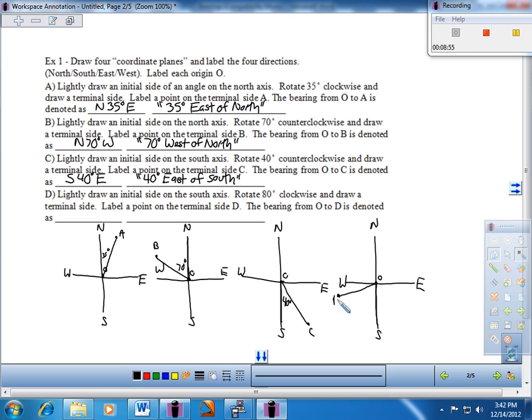Point D out here. So we want to describe the bearing from O to D. And it's all based on rotating off that south axis 80 degrees in a westerly direction to get from O to D. And so as a result, everybody, again, where you start, so south, describe the rotation, and then describe the direction of that rotation. So south, and then 80 degrees, and then a west. And again, we would read this as 80 degrees west of south.